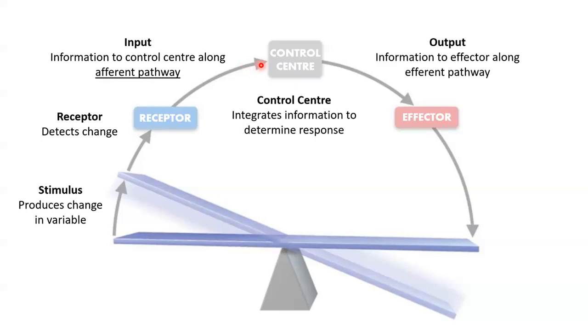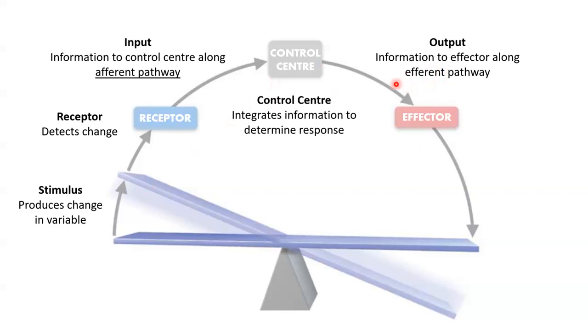Our control center integrates information to determine appropriate response. So it takes information from the receptor, and it could be multiple receptors, transmits it to the control center, and it determines what that output should be. So what's an appropriate response for an effector to try and reduce the change in the stimulus?